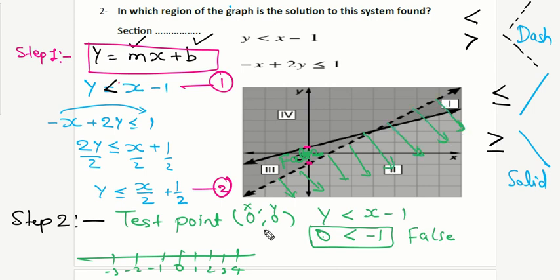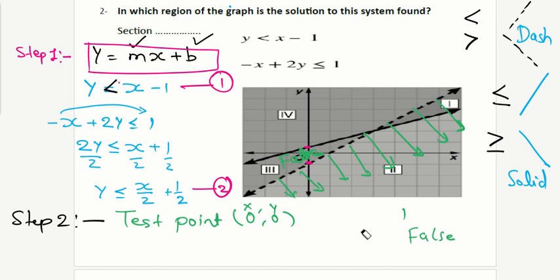Okay. Now let's talk about point number 2. So now I need to clean up the space because I don't have enough space here. Now let's write equation 2. From equation 2, y less than or equal to x over 2 plus 1 over 2.